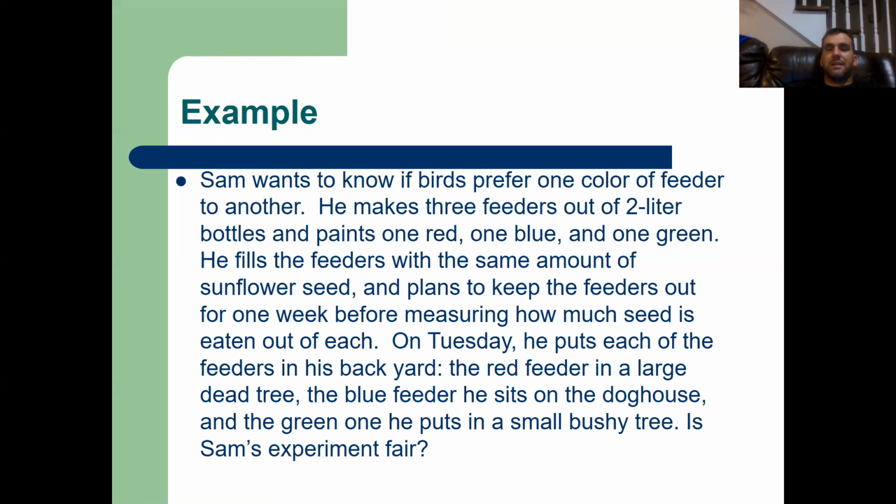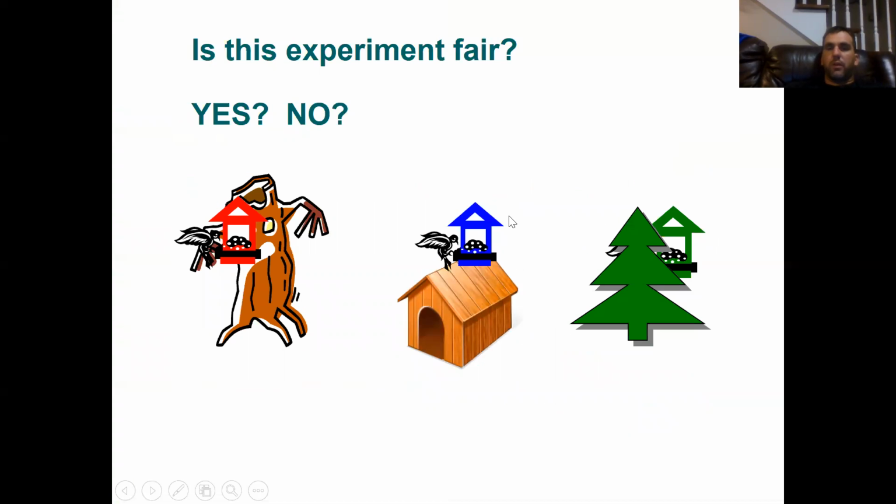Okay. In this example, we have 2 independent variables. The 2 things we're changing: the color. We have a red one, a blue one, and a green one. The other independent variable here is the location. One's in a tree, one's on a doghouse, and one's in a dead tree. So we have two independent variables.